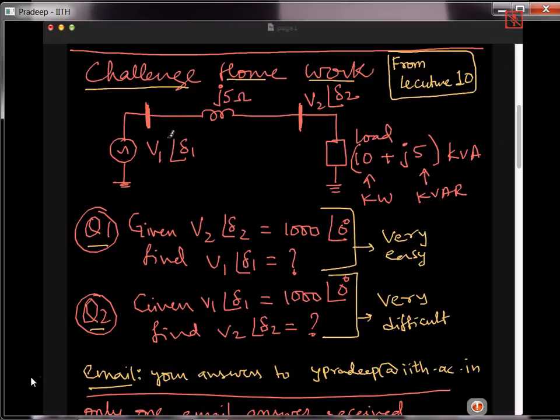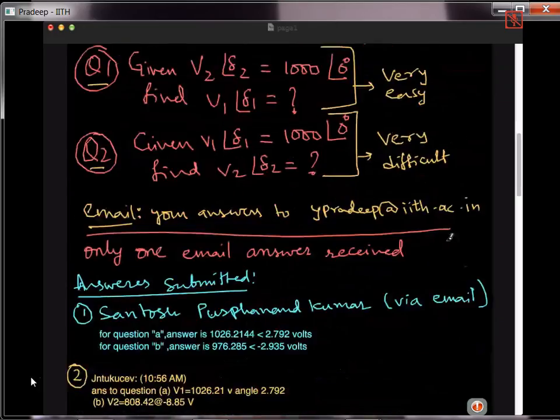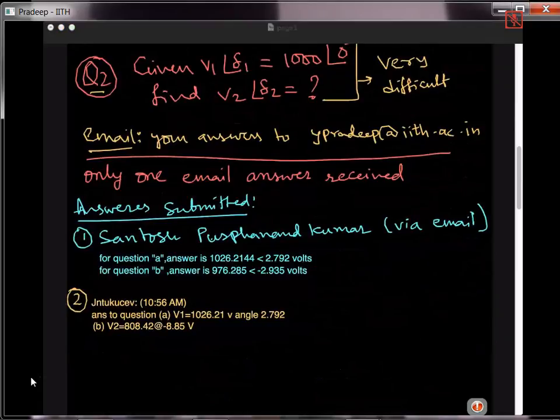Now the thing is, if V1 and delta 1 are given, it is difficult to find V2 delta 2, whereas if V2 delta 2 is given, it is easy to find V1 delta 1. So that is what I have given in the question. And in fact, I have received only two answers.